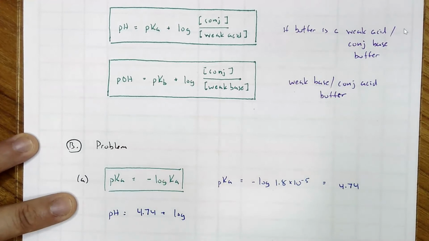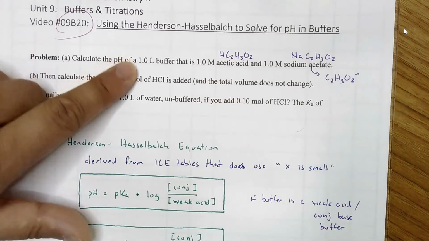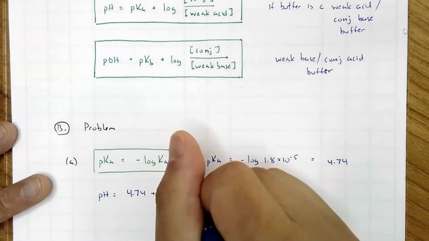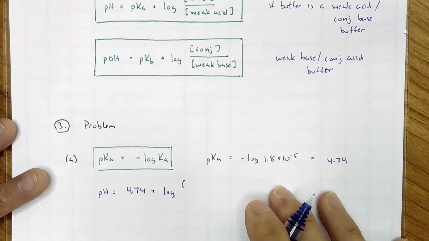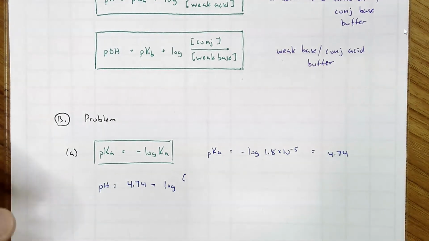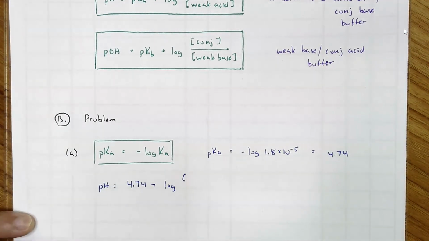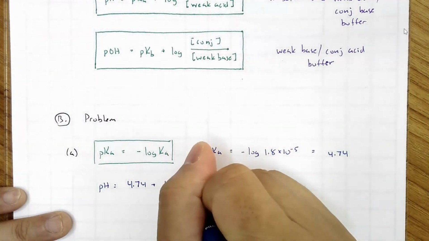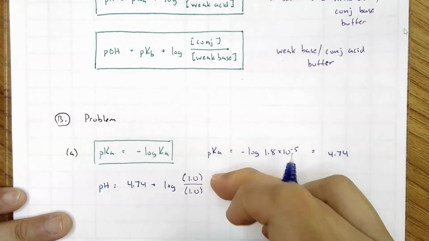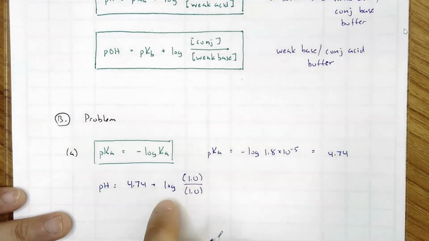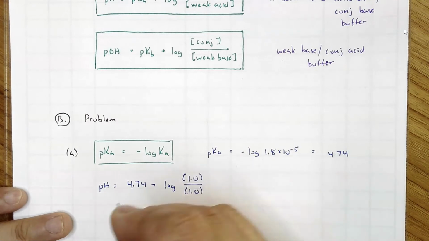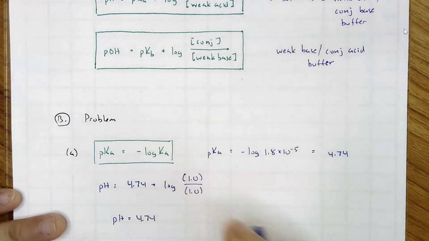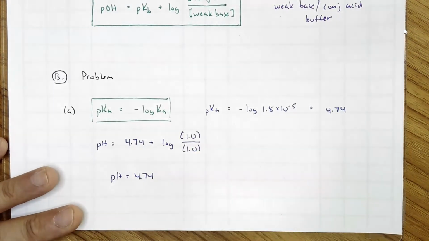So this is interesting because the concentrations were 1 and 1. Put it in parentheses. Maybe you don't even need parentheses. And I can't find my whiteout still. 1.0 over 1.0. Remember, conjugate base on top, weak acid on the bottom. Log of 1 is 0. So we notice here that the pH equals 4.74. There was no adjustment to the pKa.